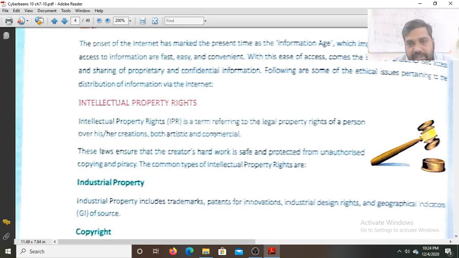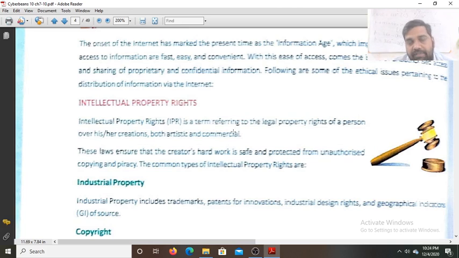It refers to the legal property right of a person over his or her creation, both artistic and commercial. If you have created artistic things, like you have written a novel, a script of a film, or the lyrics of a song, all these are intellectual property. This intellectual property should be preserved also. In the technological term of IT, we say intellectual property right.